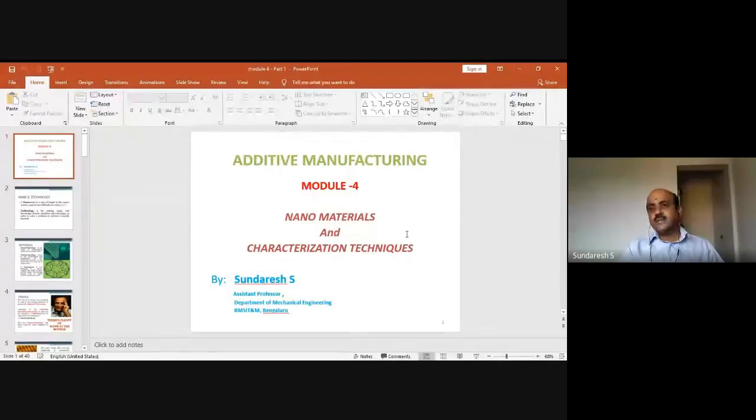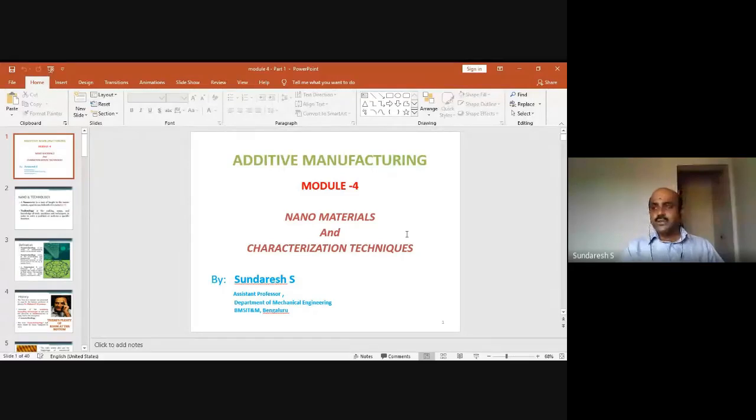So characterization in the sense, in order to study the distribution of the particles and the microstructure of the particles, each and everything with respect to the nano size, we will understand or determine, we will detect how these particles have been distributed among the materials. So this is the characterization technique. So here we quickly discuss what we have as the complete syllabus in this module 4.